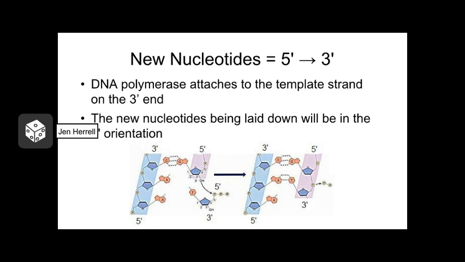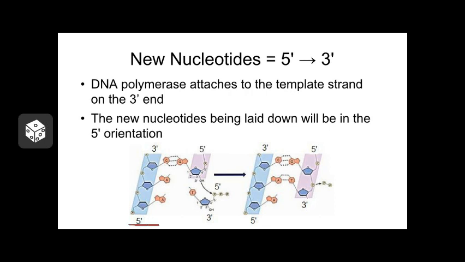This 3', 5' stuff can be really confusing because while the DNA is going to be read in the 3' to 5' direction, new nucleotides are going to be laid down by the enzyme in the opposite orientation, from 5' to 3'. Let me show you what I mean.